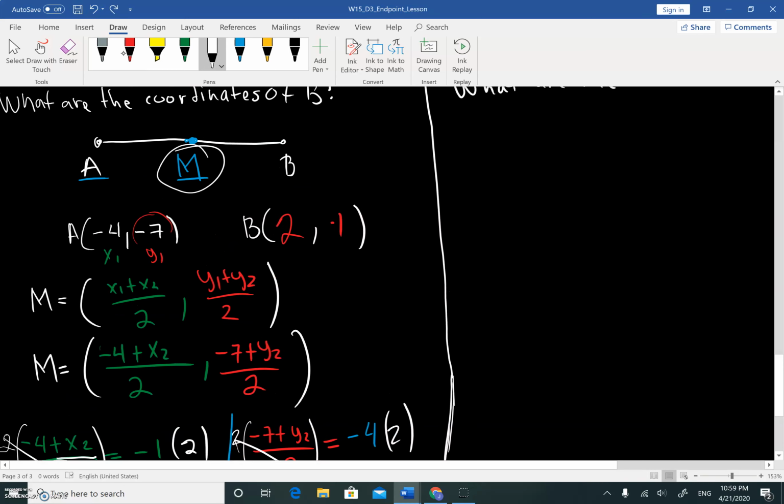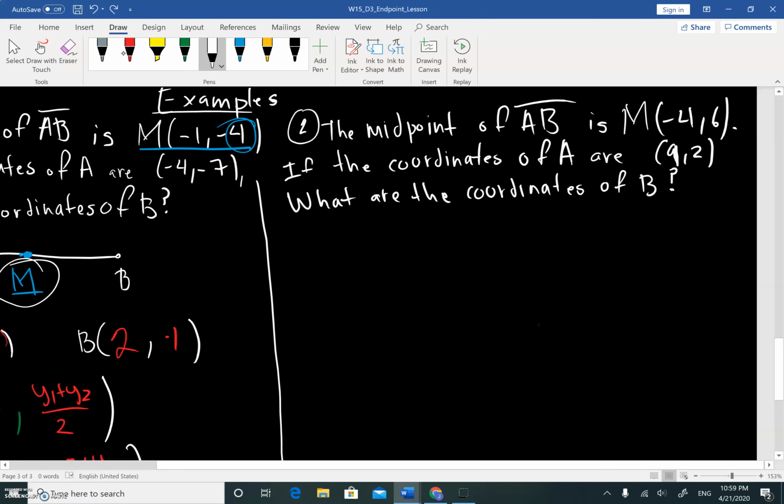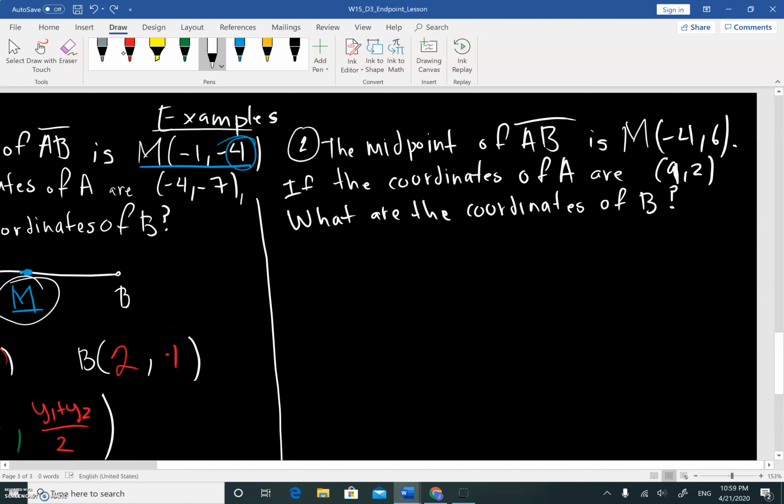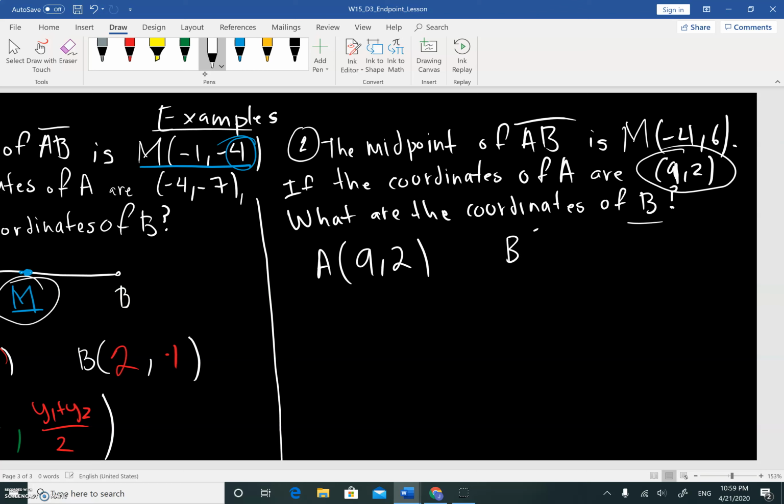Okay, so now let's go over example number 2. For example number 2, we have the midpoint of AB is (-4, 6), and then the coordinates of A are (9, 2), and we're asked to find B. So A is (9, 2). B is, we don't know, so I'm going to leave them blank.